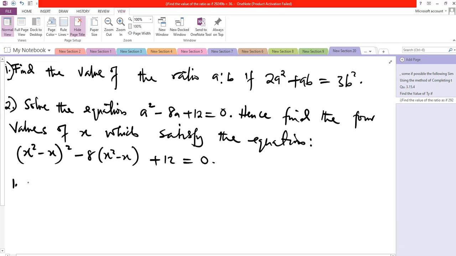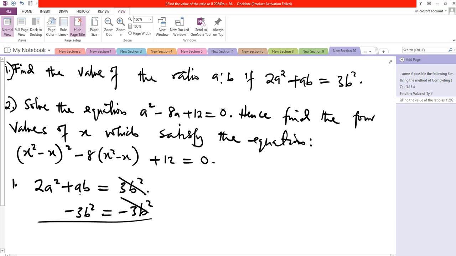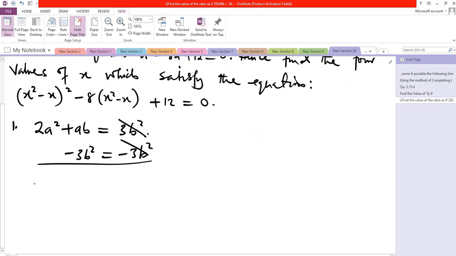In question 1, they have given us 2a square plus ab is equal to 3b square. Now what we're going to do is add minus 3b squared to both sides so that this will cancel on this. On the left hand side, we're left with a square plus ab minus 3b square equal to 0.